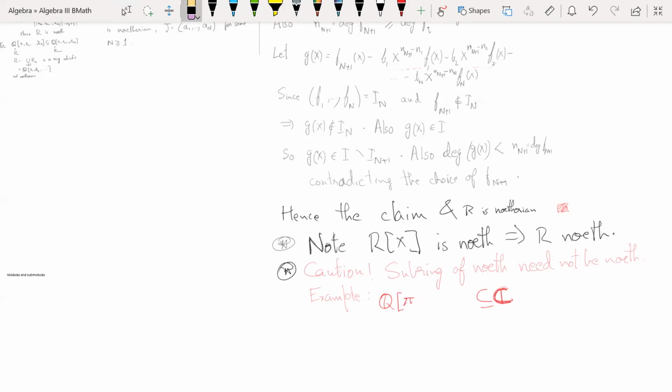So Q[pi] is a subring of C, and we know that Q[pi] is isomorphic to Q[x], the polynomial ring in one variable. Now pi was just an example, but this Q[pi] is going to be a countable set. And the set of elements which satisfy a polynomial equation over it is also countable. So again, over Q[pi], there is another element of C which will not satisfy any polynomial equation with coefficients in this countable ring.